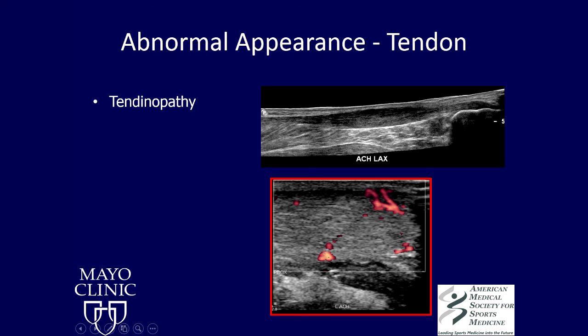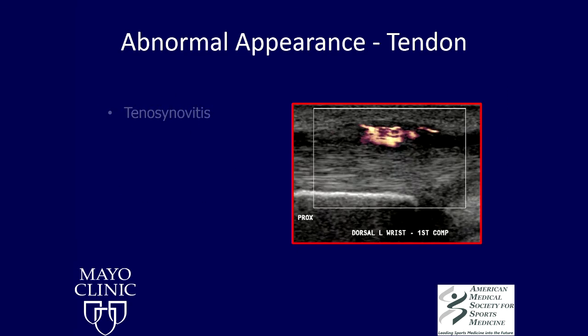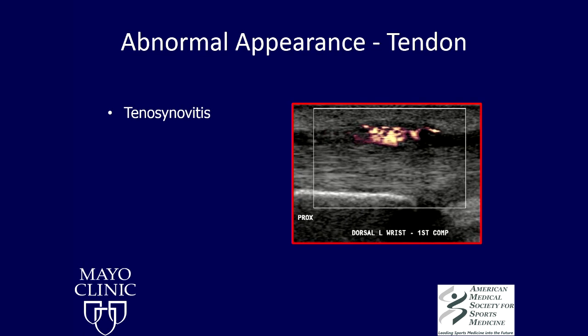So abnormalities in tendons, one of the most common things you'll see is tendinopathy. So you'll see a thickened, hypoechoic, heterogeneous region of the tendon. You might see calcifications in the area or Doppler. Here's significant Doppler flow in an Achilles tendon with Achilles tendinopathy.